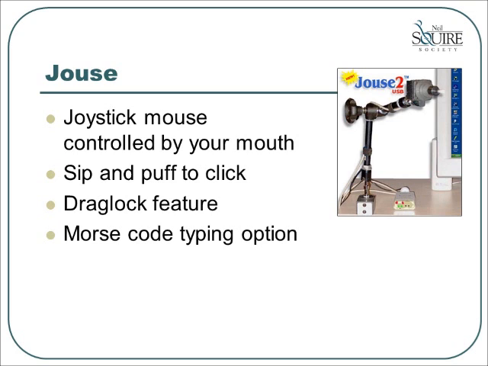Built into the unit is a Morse code typing option. With this option turned on, you can sip and puff the dots and dashes of Morse code to type on the screen. Basically, this unit provides full independent access to both mouse functions and keyboard functions for someone who may be a high-level quadriplegic.